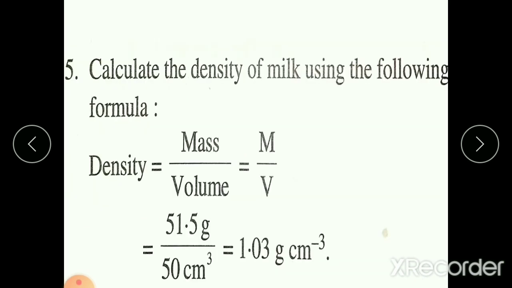Next, the last step, calculate the density of the milk using the following formula. So you know the formula to find the density, that is mass by volume. Then mass is 51.5 gram and volume is 50 centimeter cube. That will be equal to 1.03 gram per centimeter cube.